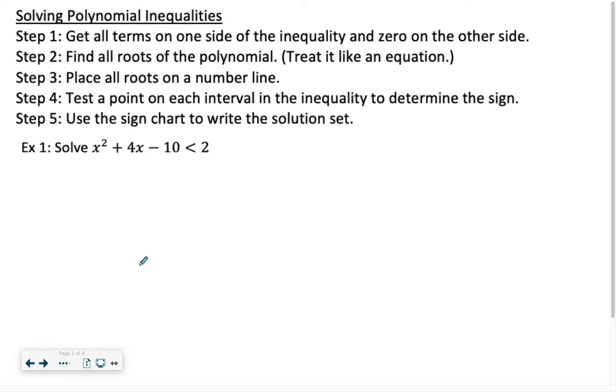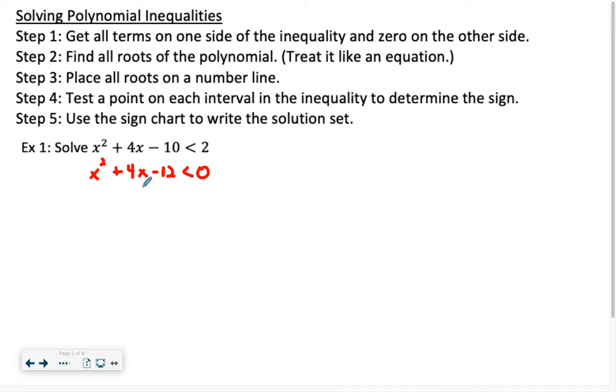All right. So we're going to go through these steps as we do this first example here. The first step is just get everything on one side and then 0 on the other side, just like we would with an equation. So if I subtract 2 over, I'm going to have x squared plus 4x minus 12 is less than 0. Right? So then we want to find all the roots of the polynomial, just like we would if it were an equation.